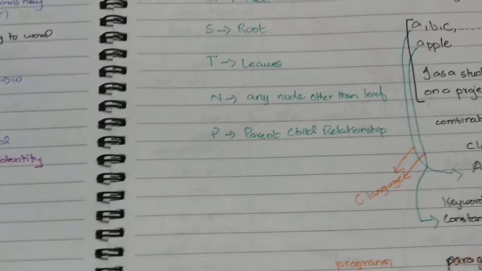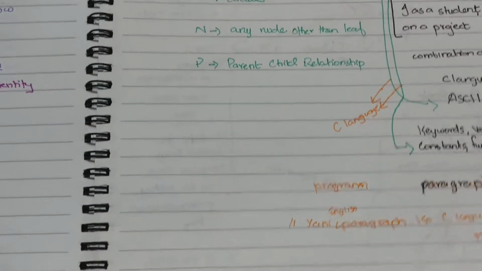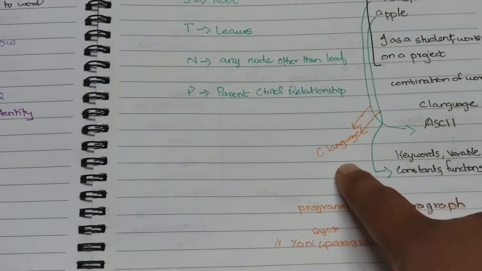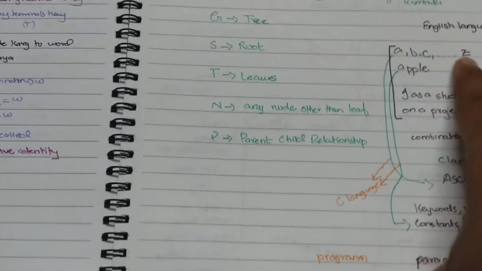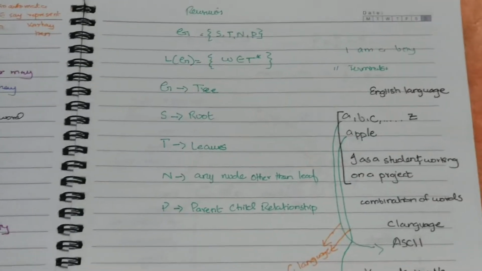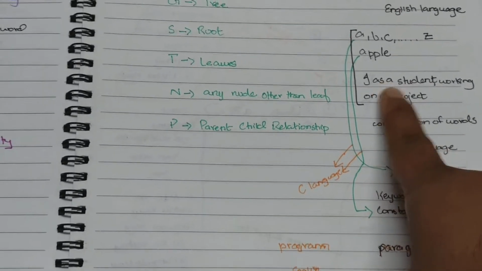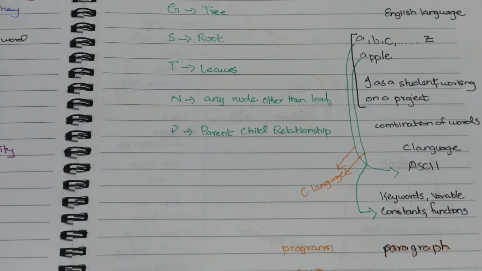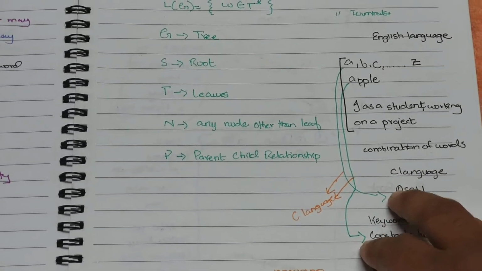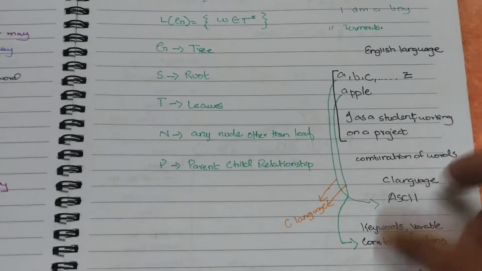Now if we compare the English language and your computer C language, if we have ABC, then we also have ABC in our C language. Okay, I, as a student working on a project, this is an English language sentence.